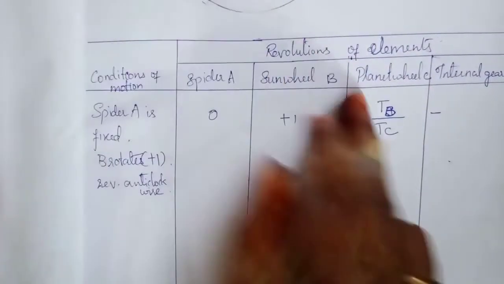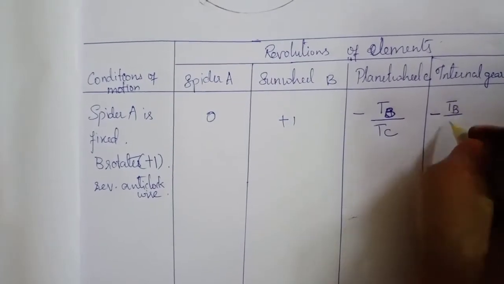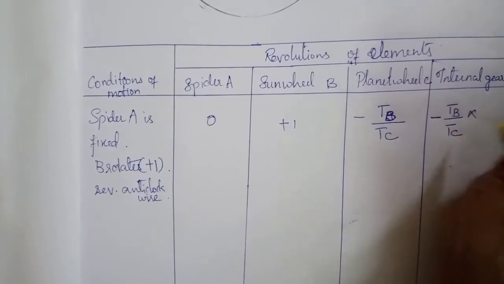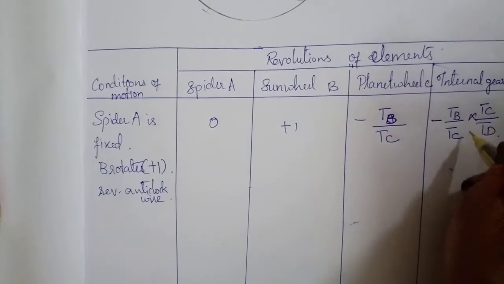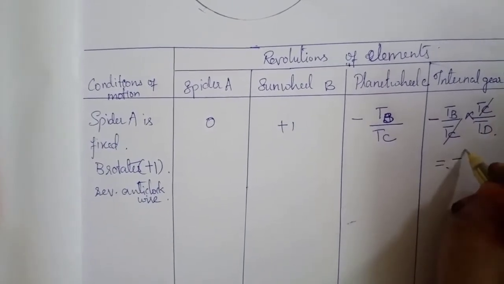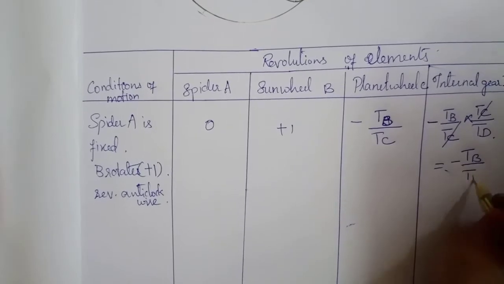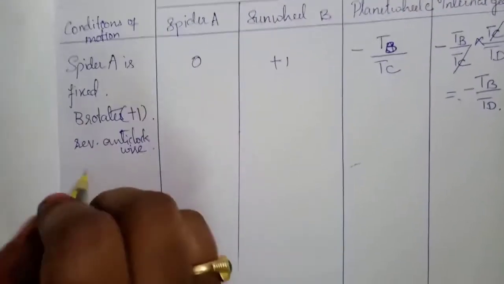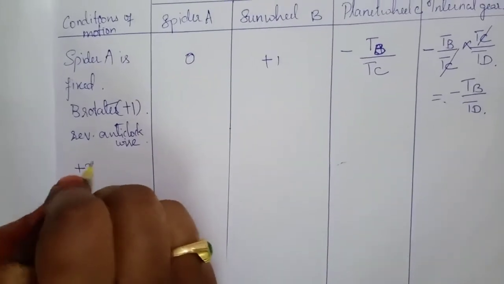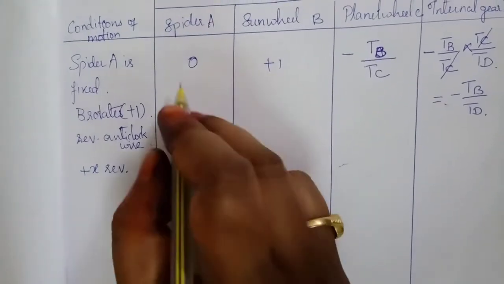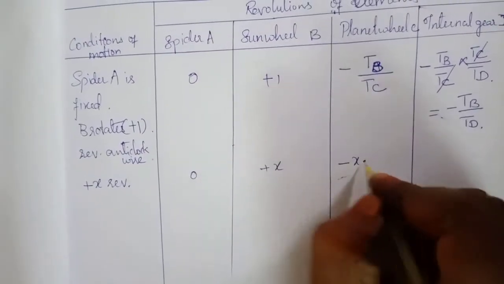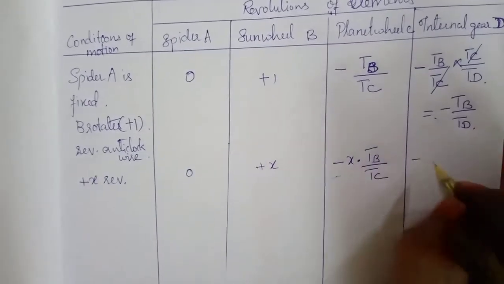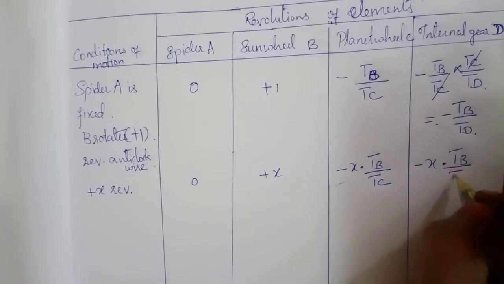Then come for this internal gear. Minus indicates clockwise direction again. So TB by TC, then into TC by TD, as TC is the driver now. TC will get cancelled, that is equal to finally minus TB by TD. So hereafter everything is similar. You will multiply with plus x revolution in the same direction. So 0 into x is 0, plus 1 into x is plus x, minus x dot TB by TC, minus x dot TB by TD.